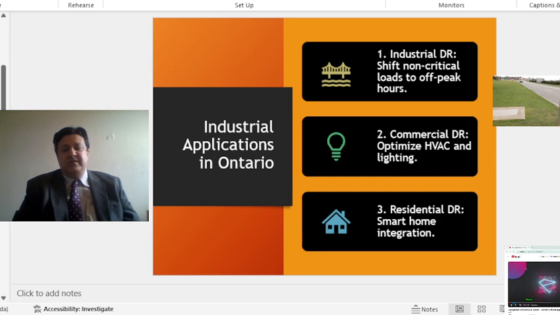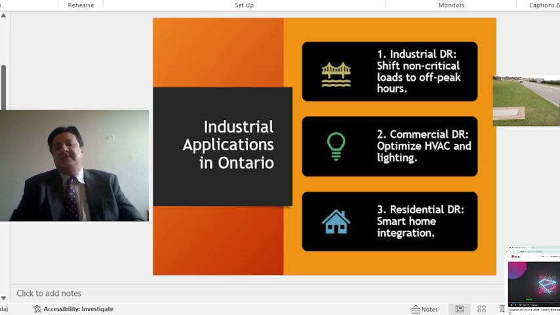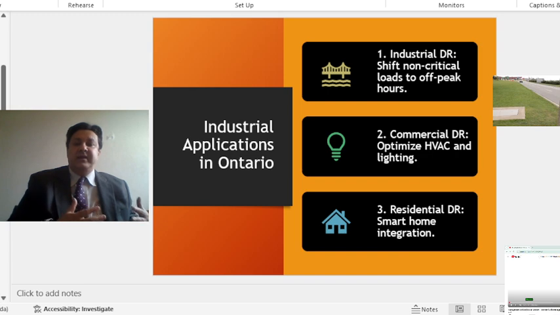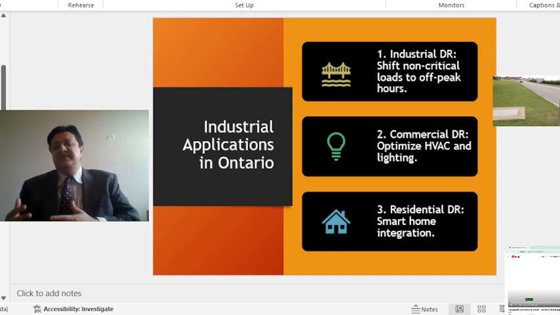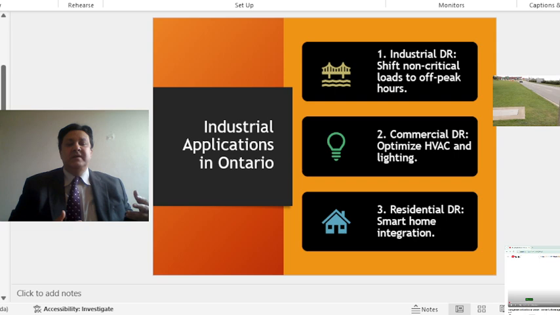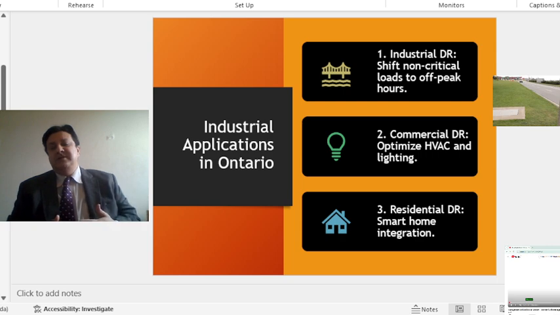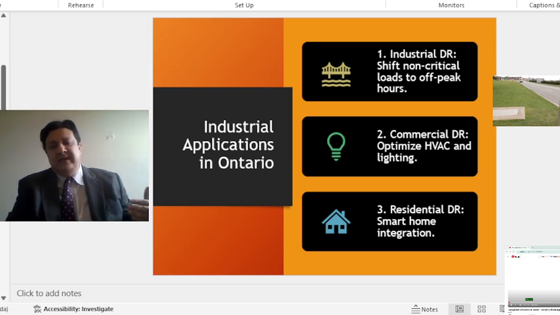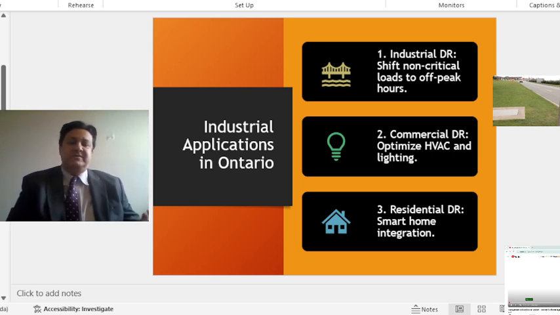So we can talk more about industrial applications, particularly in Ontario. Industrial demand response: industries can shift non-critical loads, for example, refrigeration, HVAC, and batch processes to off-peak hours to reduce electricity bills and avoid demand charges. Optimization can improve load scheduling based on real-time pricing, allowing for cost saving and better operational efficiency.